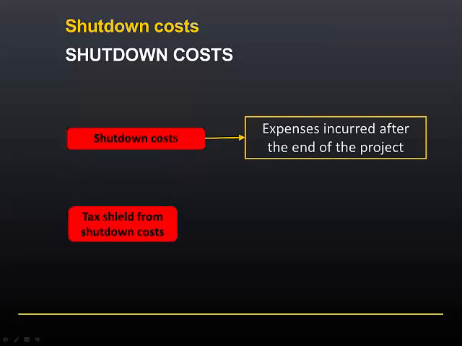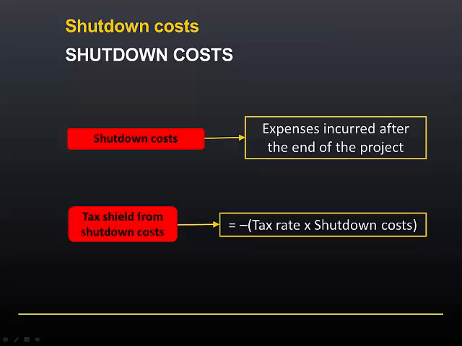Shutdown costs comprise any expenses that are incurred after the end of the project. Since these are tax deductible, they will result in a tax shield, which is a reduction in tax payable because of a tax deduction. The value of the tax shield is the negative of the tax rate times the shutdown costs.